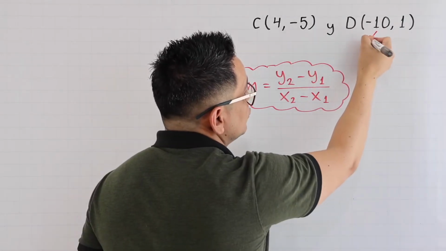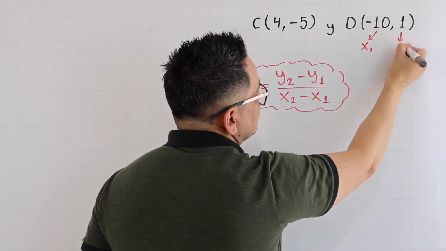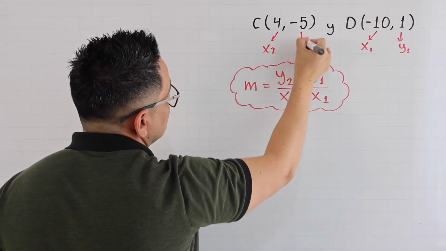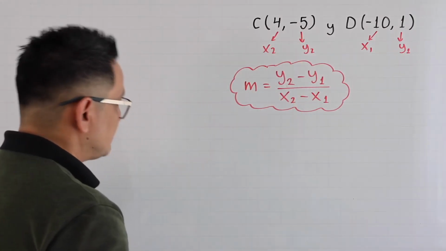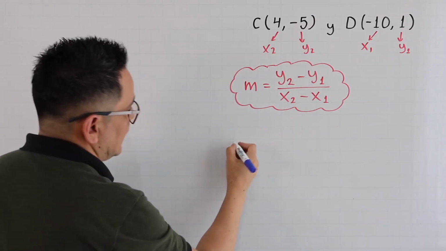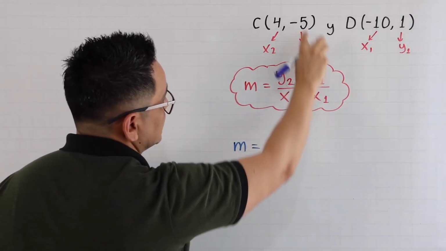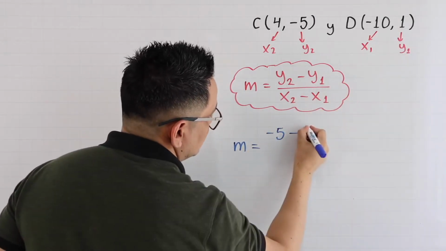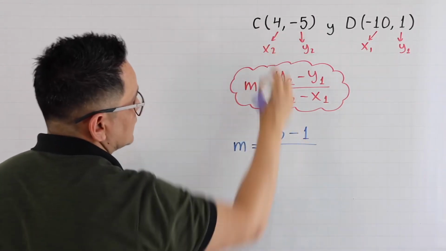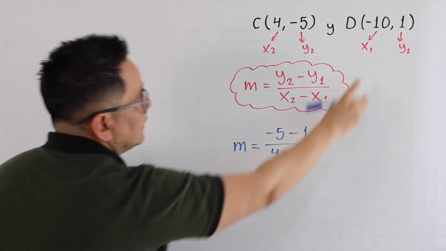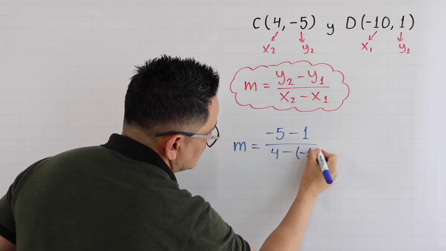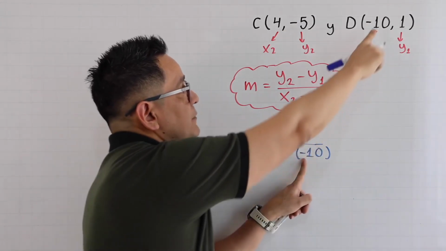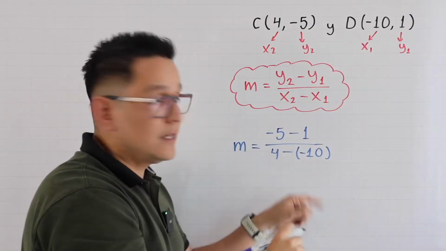So if this is point 1, then this is x1, and this will be my y1. And if this is point number 2, then this will be x2, and this will be y2. And now, we're simply going to substitute. So the slope is equal to y2, which in this case is minus 5, minus y1, which in this case is 1, over x2, which in this case is 4, minus x1, which here we see is minus 10. I put parentheses because here we have the minus from the formula and we also have the negative sign on this 10, okay? So that I end up with minus 10.